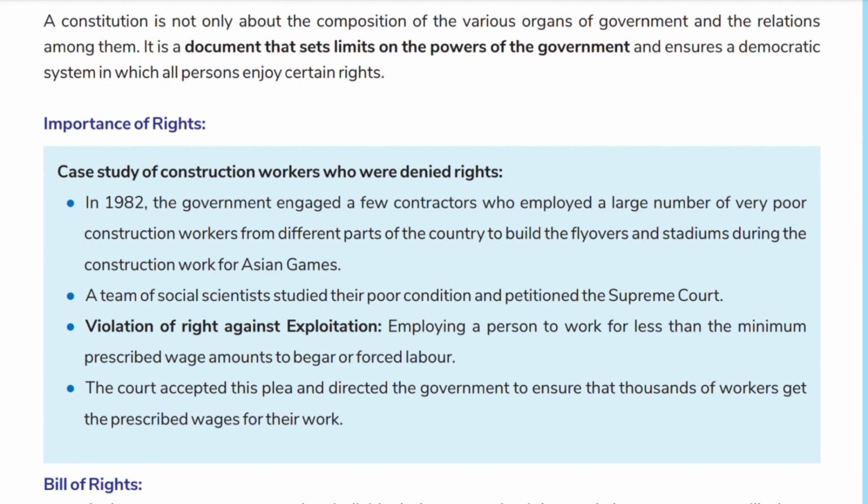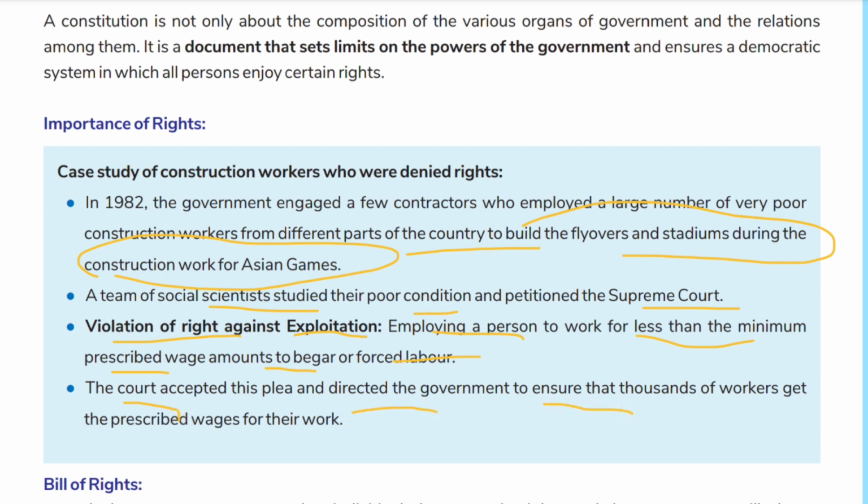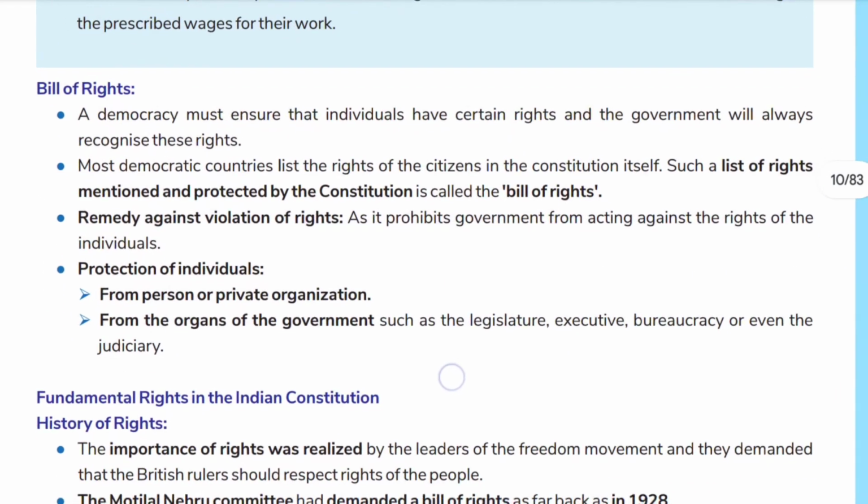So here is the case study of construction workers who were denied rights. In 1982, the government engaged a few contractors who employed a large number of very poor construction workers from different parts of the country to build the flyovers and stadium during the construction work for the Asian Games. A team of social scientists studied their poor condition and petitioned the Supreme Court. The violation of the right against exploitation, that employing a person to work for less than the minimum prescribed wage amounts to beggar or forced labor. The court accepted the plea and directed the government to ensure that thousands of workers get the prescribed wages for their work.